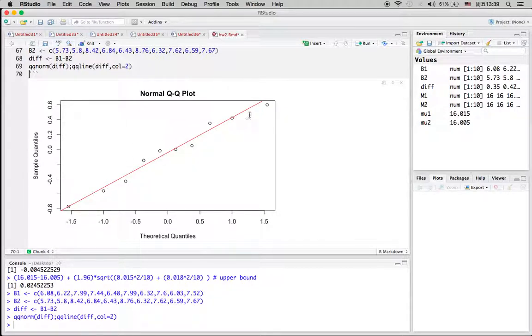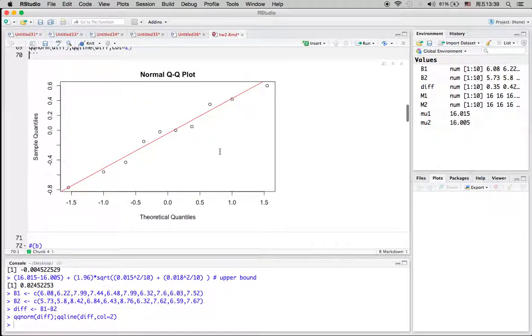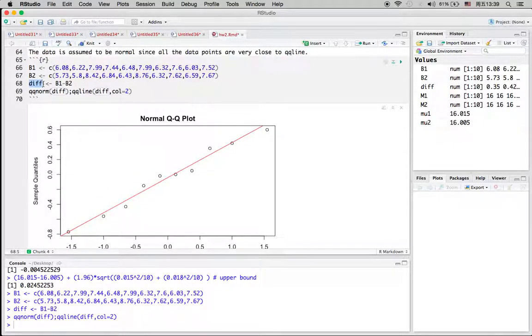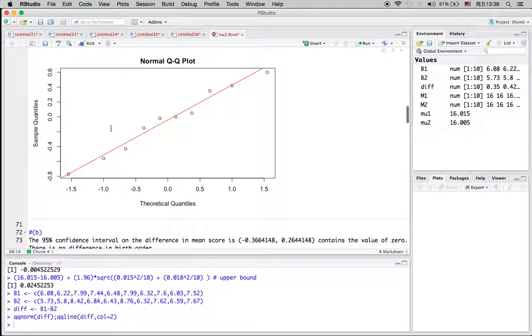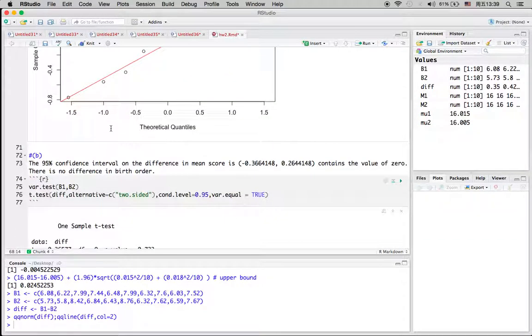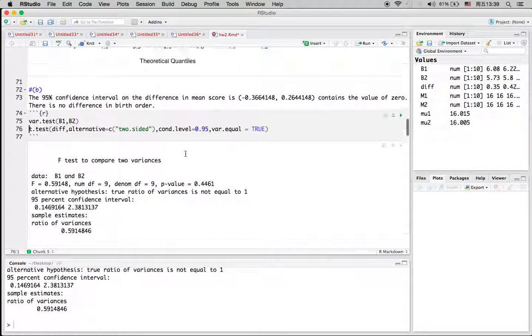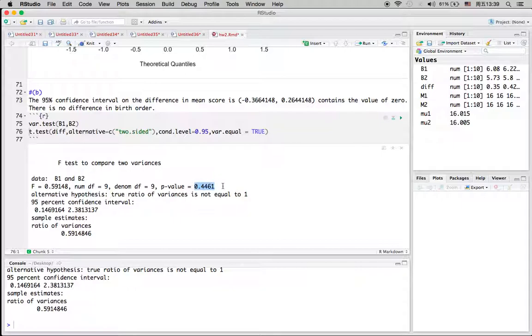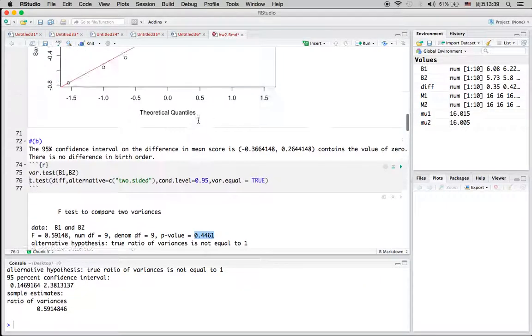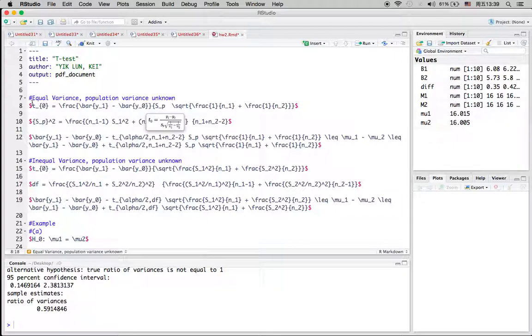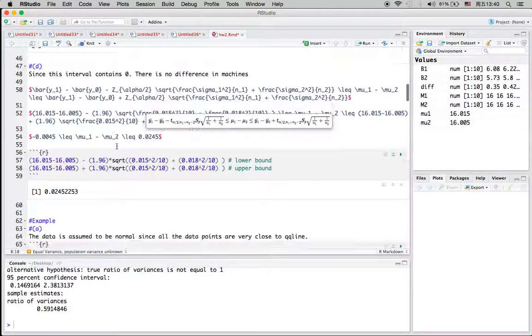Since all the data points are very close to the QQ line, we can say that the difference follows a normal distribution. That's why we can apply the t-test for our analysis. And then we're also going to check the variance. Since the p-value is greater than 0.05, we do not reject the null hypothesis. Here the alternative is that the variance ratio is not equal. So we do not reject the null, which means that the variances are equal. So we are going to use the first formula here for our analysis.